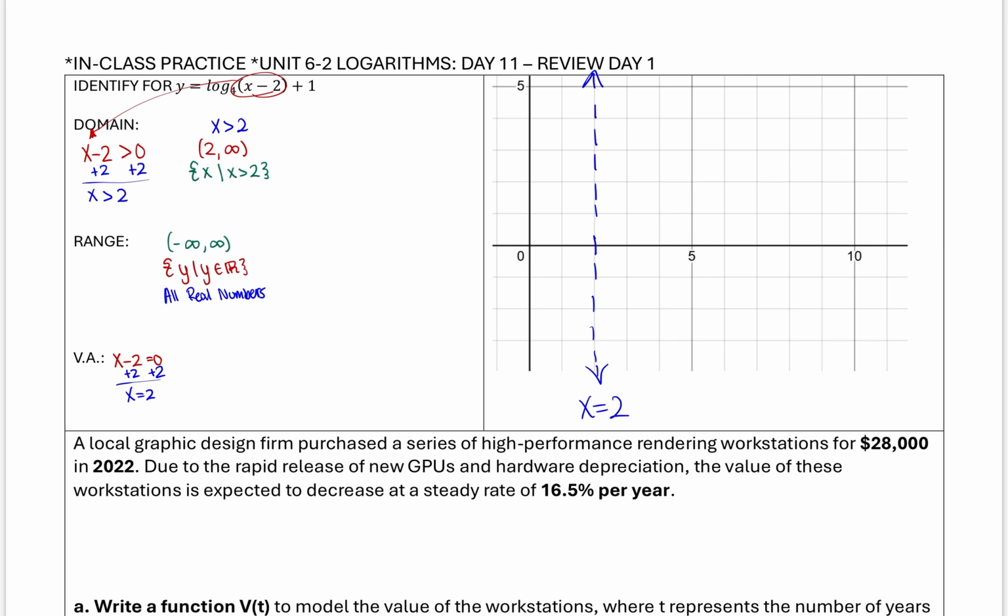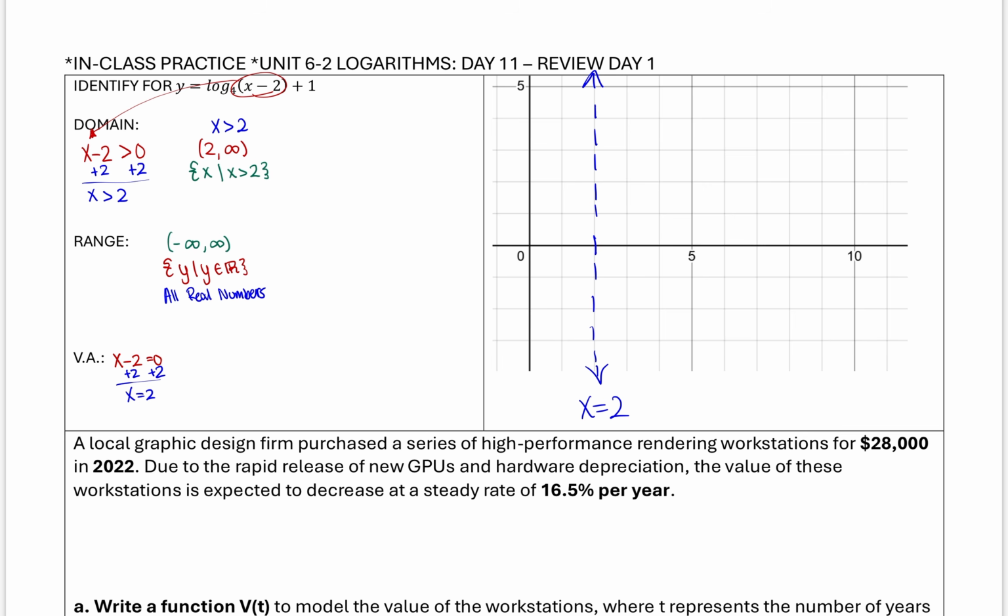Okay. Then we're going to sketch at least 1, potentially 2 points of accuracy. Let me go ahead and graph this on Desmos real quick. Base 4, and then we have x minus 2, and then plus 1.